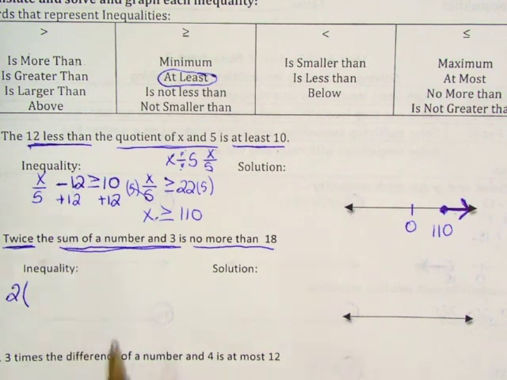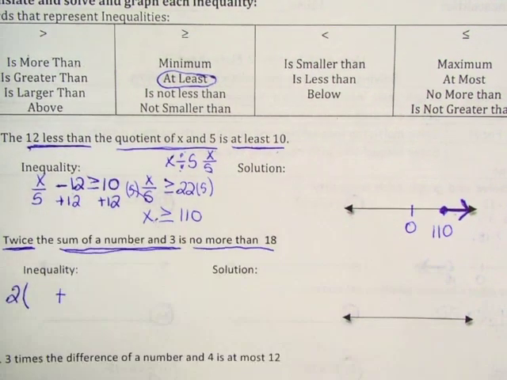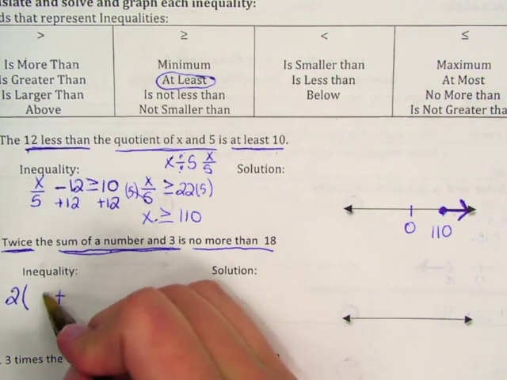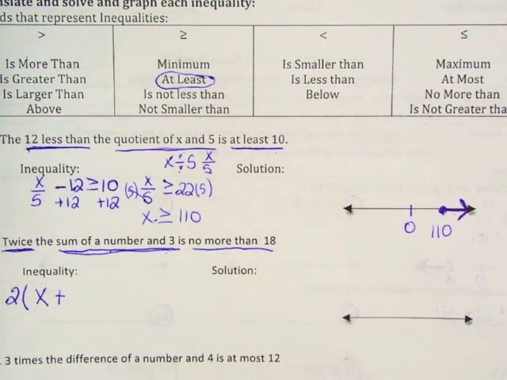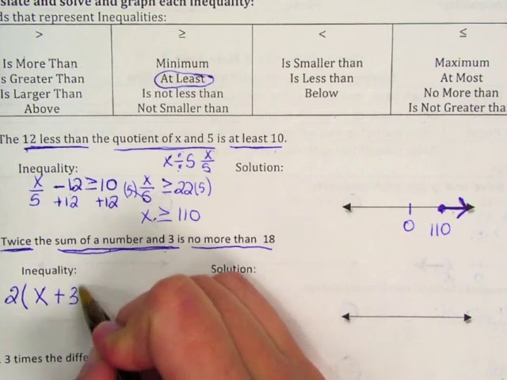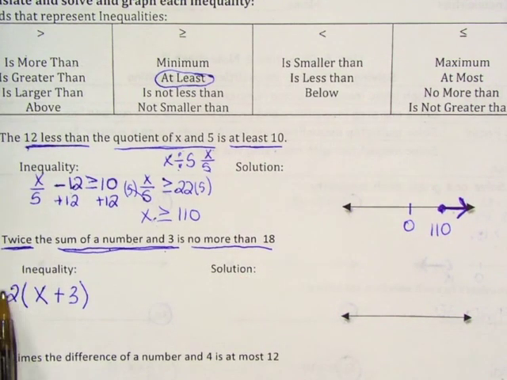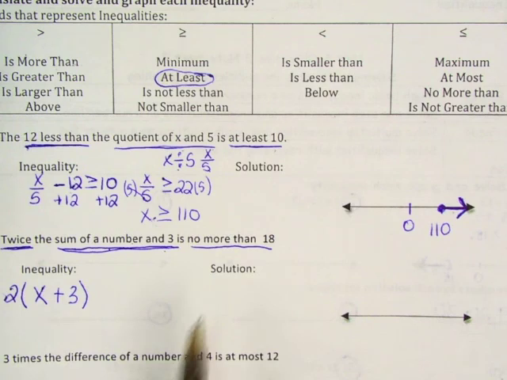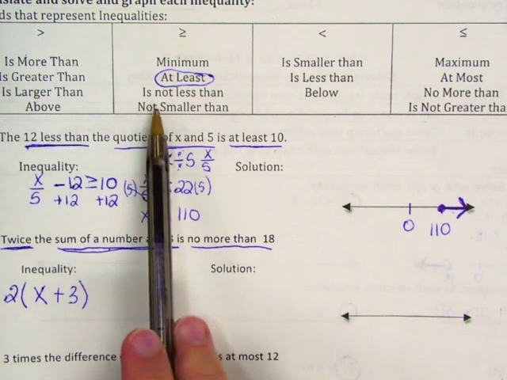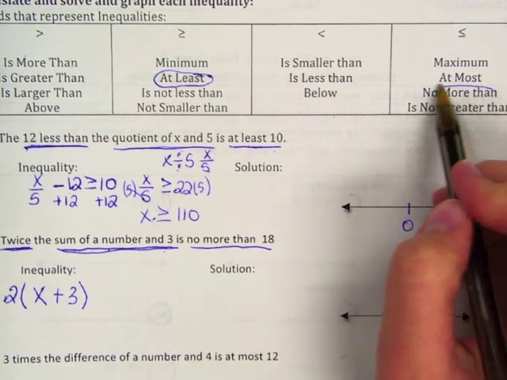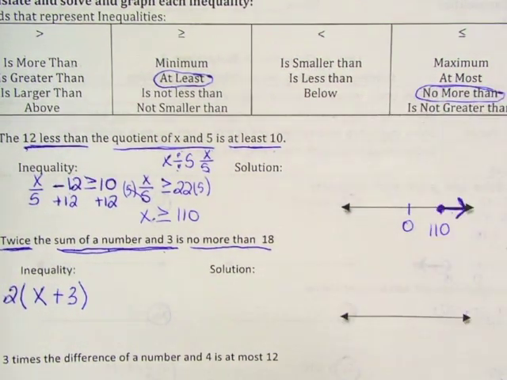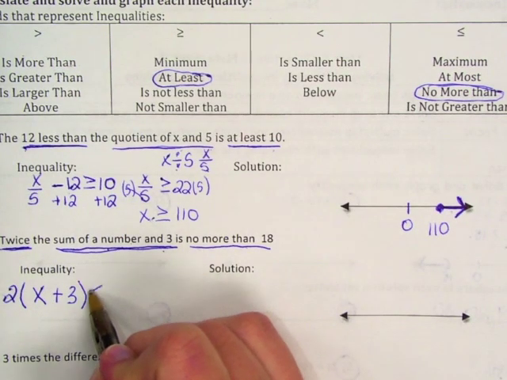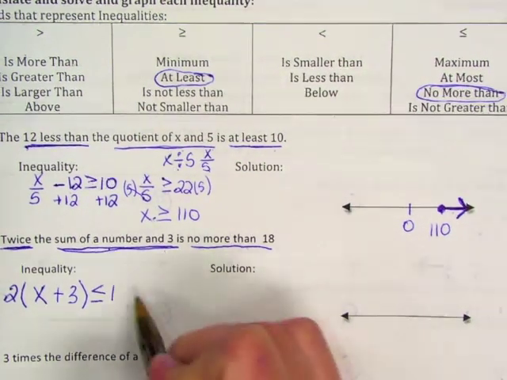Well, sum means addition. And it says a number and 3. So some number that I don't know, so we'll say x plus 3. I'm going to end my parentheses. So twice the sum of a number and 3 is no more than 18. Well, I need to look in my box up here and figure out no more than. What symbol does that mean? So if I look, no more than is right here. So it means less than or equal to. So this is less than or equal to 18.